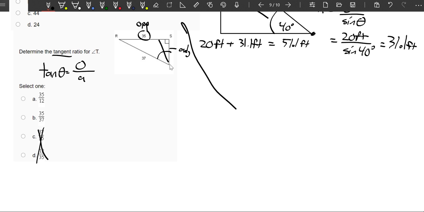And my adjacent side, well, I'm not sure what it is, but I know it can't be 37 because 37 is the hypotenuse, that's the longest side. So it better be 12, so it better be A, but let's check. We can always find the length of side ST, the adjacent side, by using the Pythagorean theorem. We start with our generic form. We realize we're solving for one of the smaller sides.